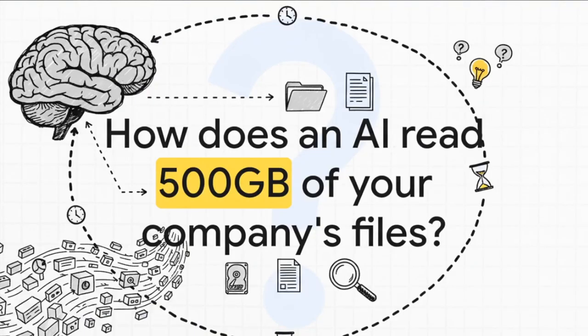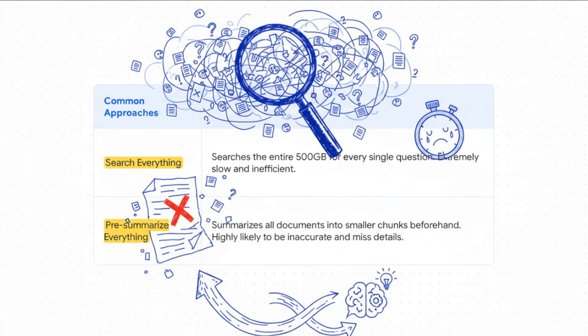An AI has something called a context window, which you can think of like its short-term memory. And it is tiny compared to 500 gigabytes. You can't just feed it a mountain of data and expect it to remember page 1. So, what's the workaround? Well, the most obvious ideas are, frankly, dead ends. You could try searching through everything from scratch for every single question, but that would be agonizingly slow. And pre-summarizing everything, you might as well just be throwing away the most important details before you even start. We need something that's both fast and precise.